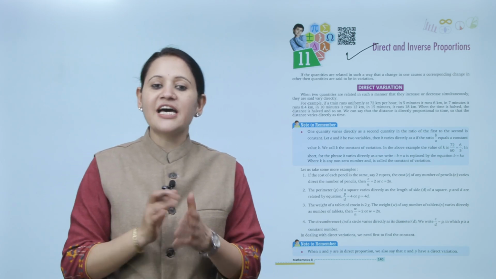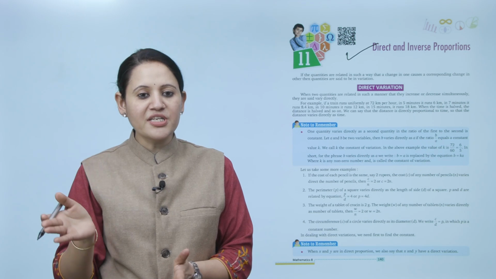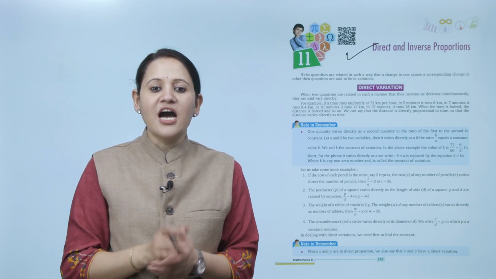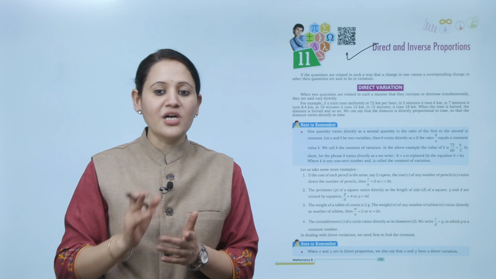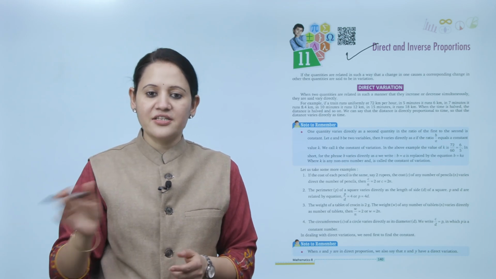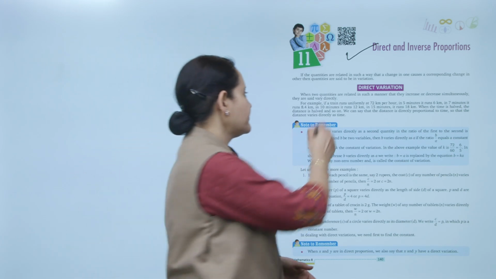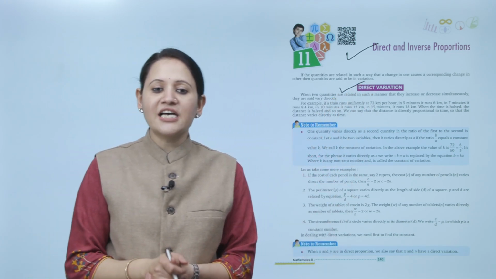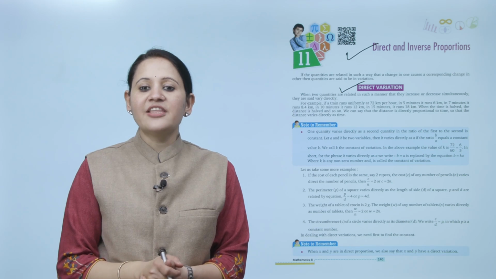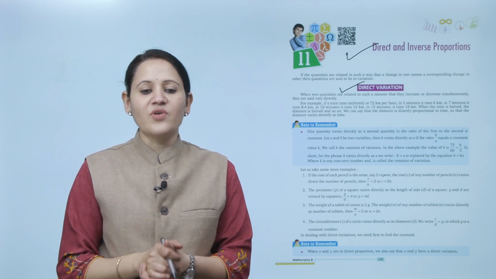If the quantities are related in such a way that the change in one causes a corresponding change in the other quantity, they are said to be in variation, means एक ही quantity में कुछ भी change होगा, so it will affect the other. That is the variation. First is direct variation. When two quantities are related in such a manner that they increase or decrease simultaneously, they are said to vary directly.